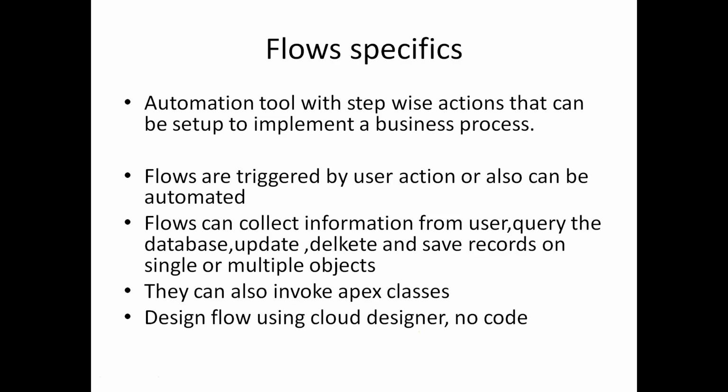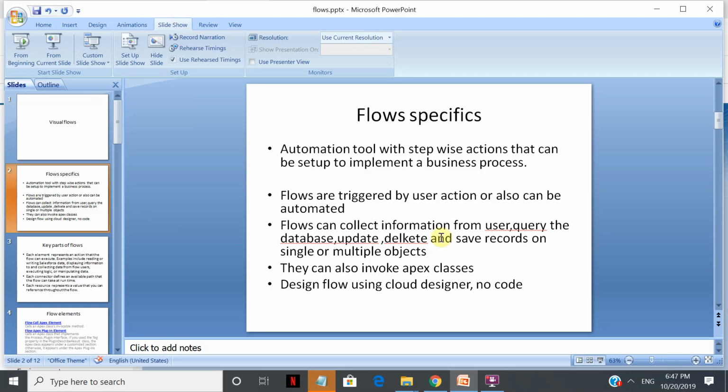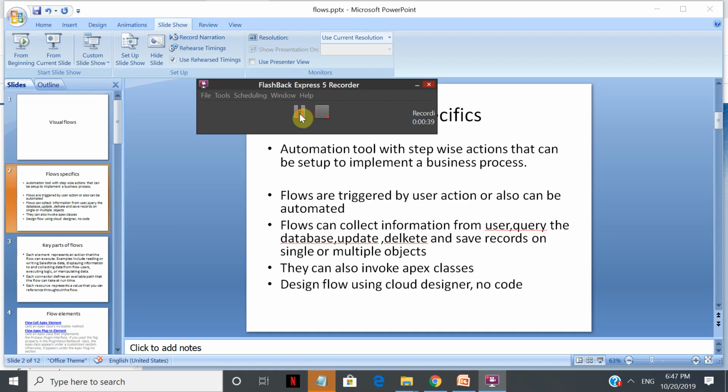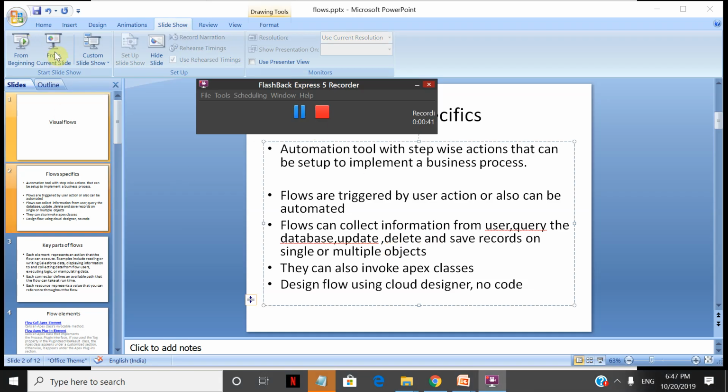Alright, so let's take a look at the automation tool Visual Flow and what it does in Salesforce. Like we have already seen workflows and Process Builder, there is one more automation tool called Visual Flow, also called Lightning Flows because of the new features introduced along with Lightning. Basically, it's an automation tool with stepwise actions that you can set up to implement a business process.